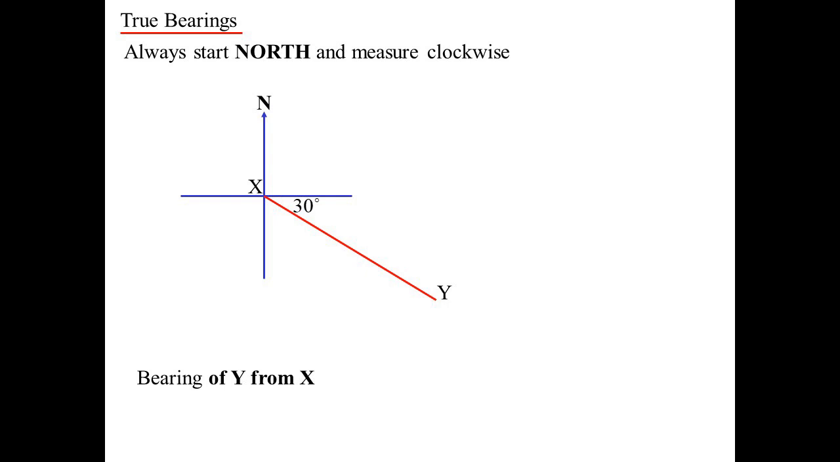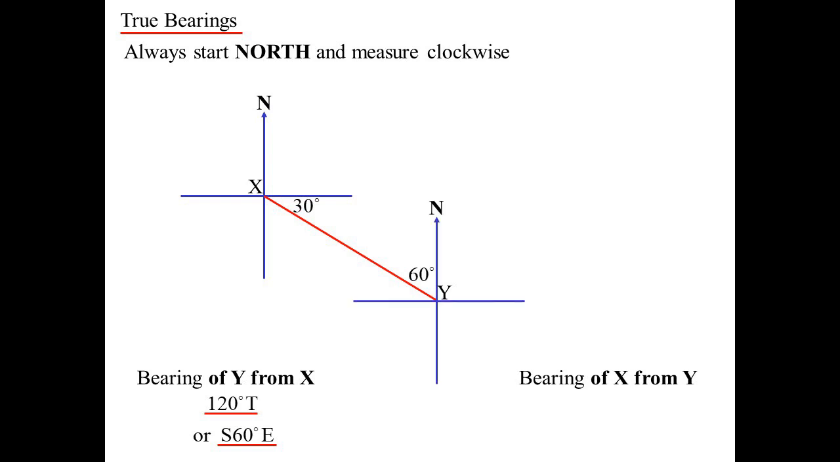So if I start at north, go all the way around, that would be a bearing of 120 degrees. And you'll sometimes see a T after it to indicate this is a true bearing. The compass bearing for that then would be south 60 degrees east. Now if I was to go the other way, now let's put the compass at y, bit of geometry, we can work out that angle there, 60 degrees. And so 300 degrees we've gone from north, and we have north 60 degrees west.